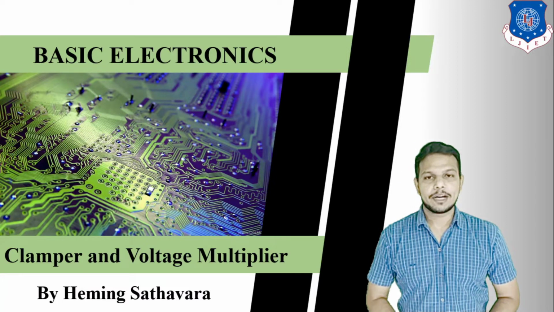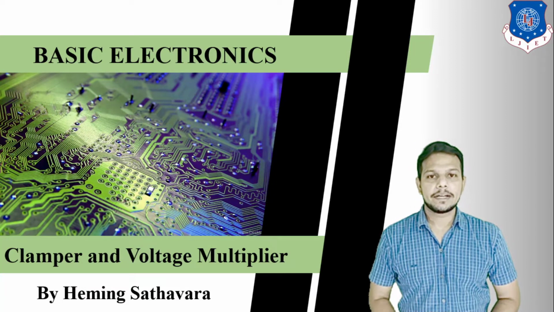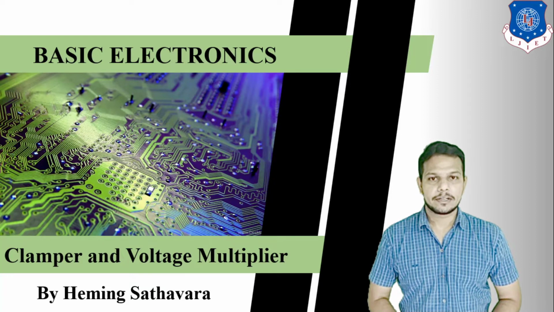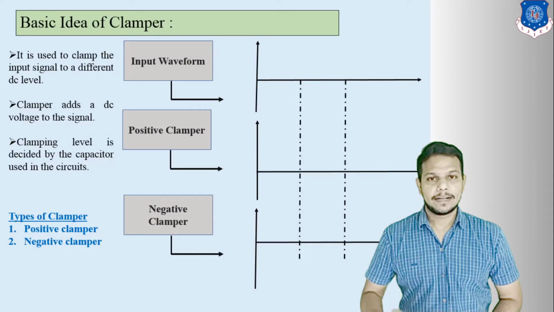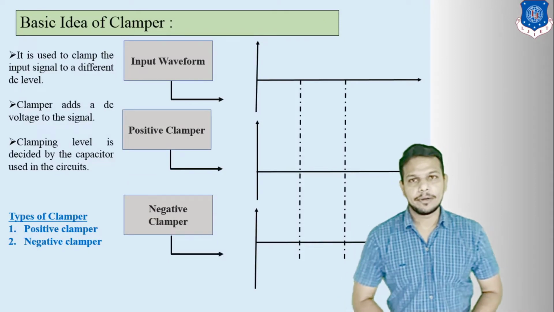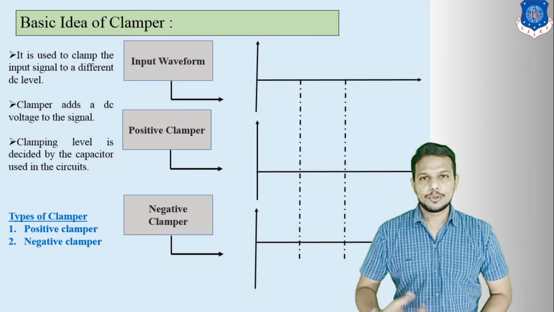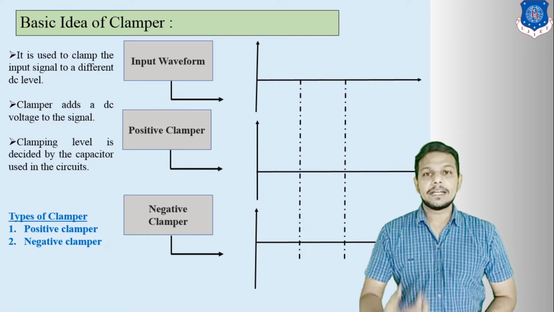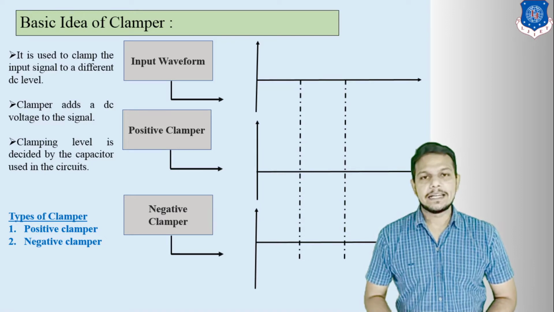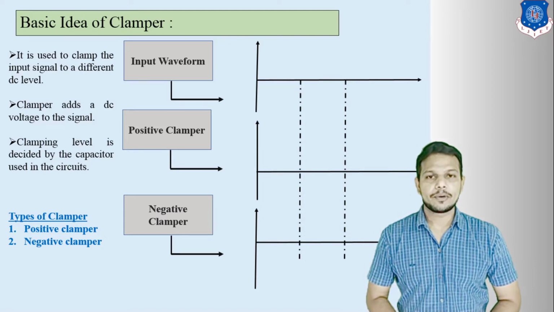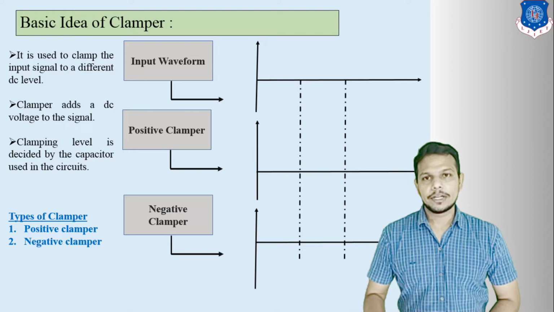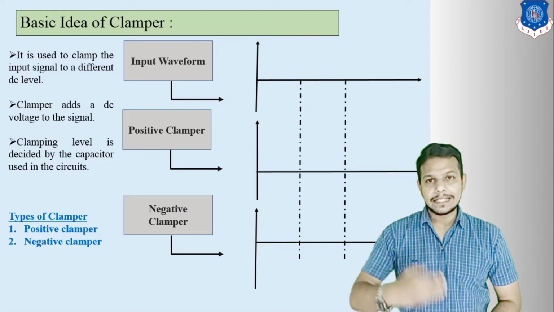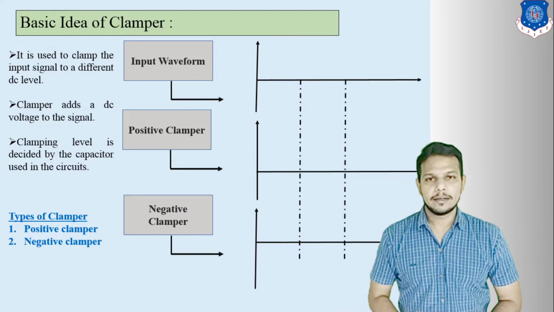In today's lecture, we are going to discuss about clamper circuit and voltage multiplier circuits. So what is a clamper? Let us start with the basic idea of a clamper. A clamper is used to clamp the input signal to a different DC level. In this circuit diagram, we are going to use a DC supply and a capacitor. So here, the clamper adds a DC voltage to the signal.